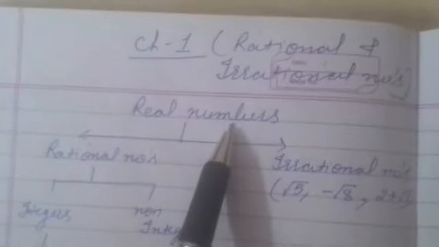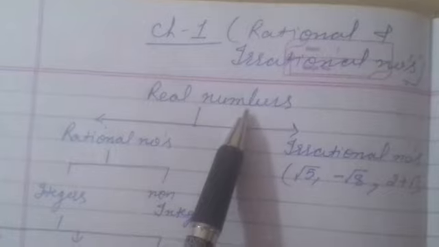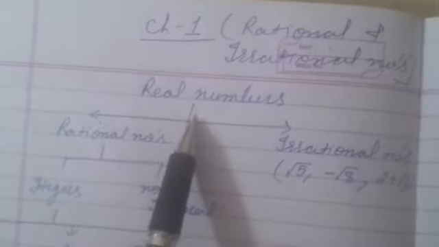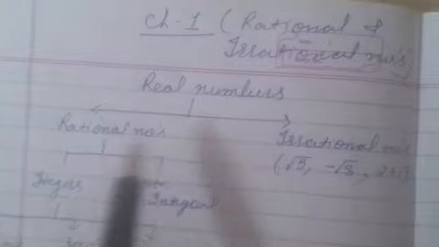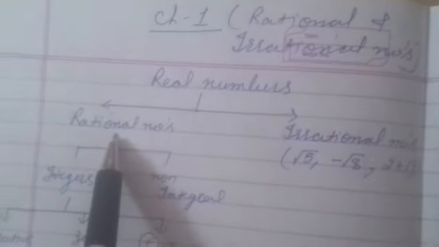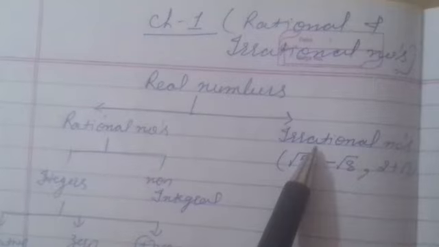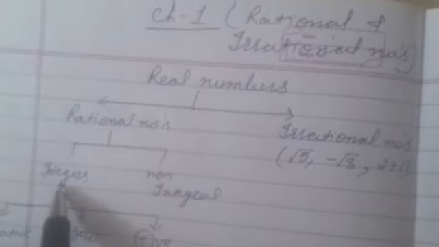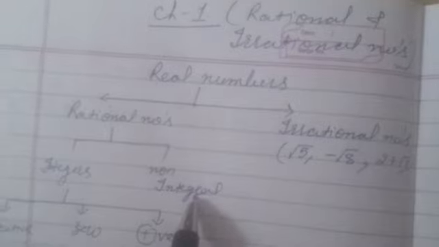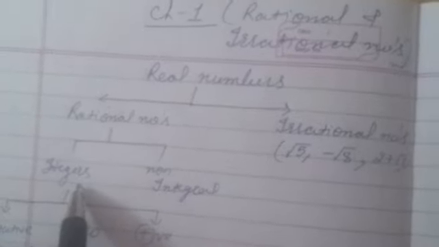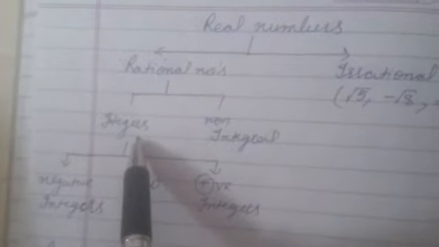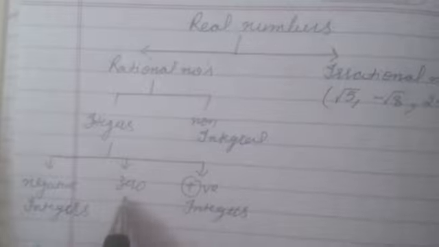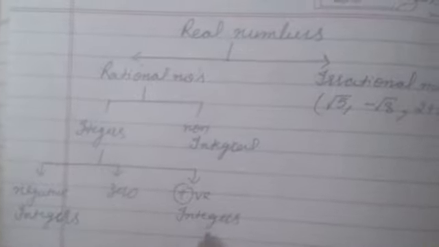Real numbers. Children, all the numbers which you deal with are called real numbers, and real numbers are further divided into two categories. The first category is rational numbers and the second category is irrational numbers. Children, you all are familiar with rational numbers, like integers and non-integral numbers. Integers, all of you know, are all negative and all positive numbers including 0, like negative integers, 0 and positive integers.